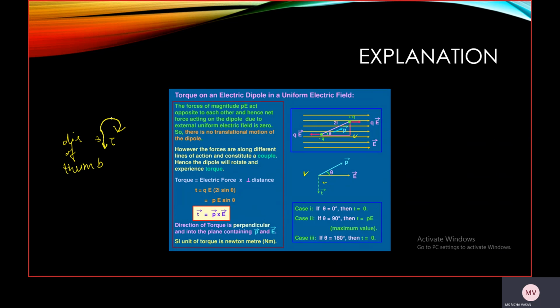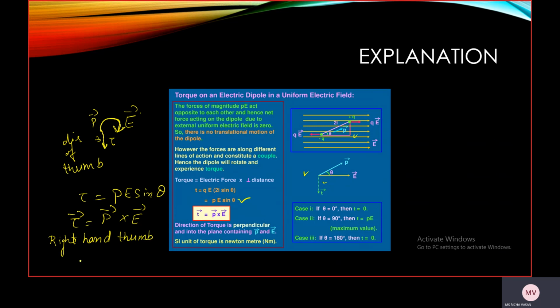And this curling of fingers is showing that we are moving from P to E. So in this way, you can find out the magnitude, that is torque is equal to P E sine theta, or we can say torque is equal to P cross E, and we can also find out the direction by the right hand thumb rule. So this is all about torque.